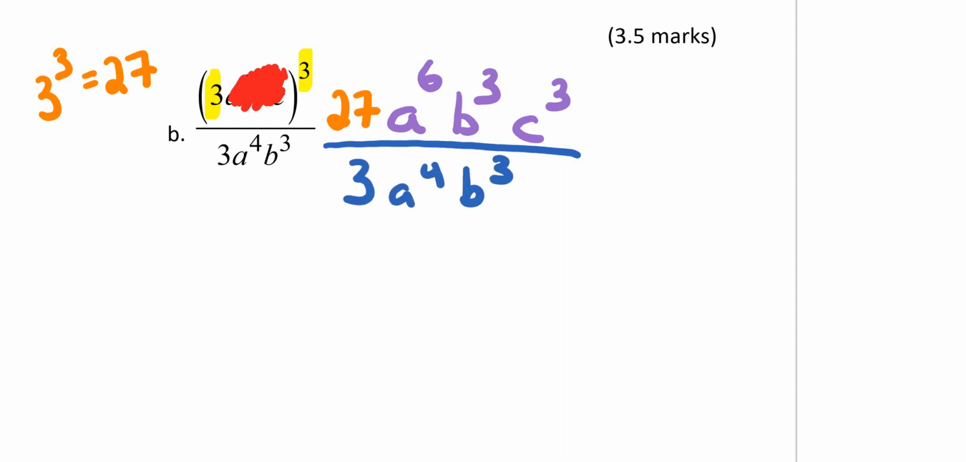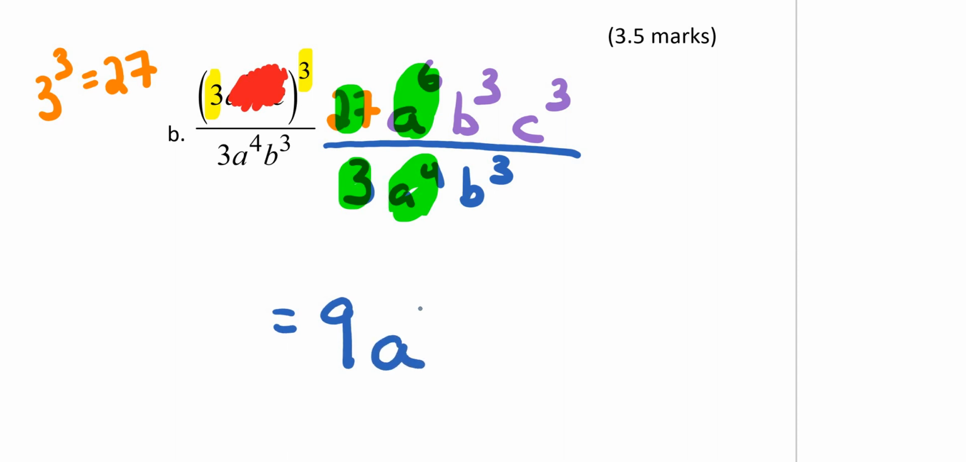All right, then from here, divide the numbers with the numbers. So what's 27 divided by 3? 27 divided by 3 is 9. And then when we're dividing, what do you do with the powers? You subtract the powers, right? So 6 minus 4 is 2. I have b3 divided by b3.